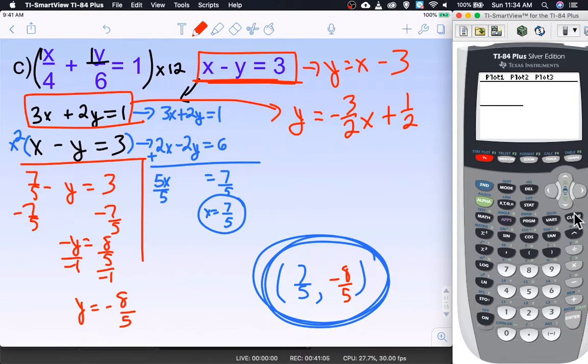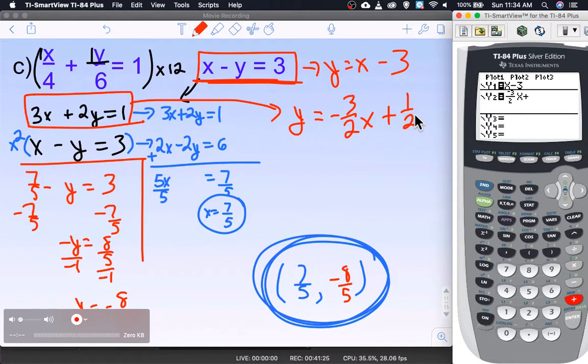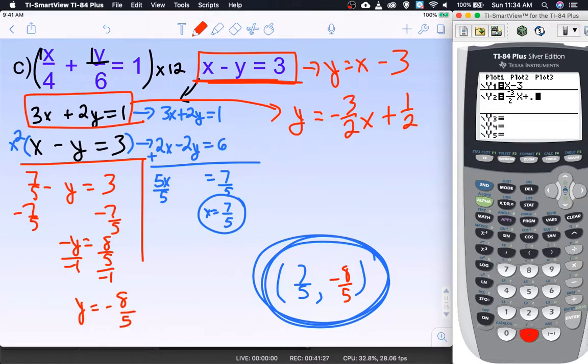Now, if I graphed those two equations, y equals x minus 3 and negative 3/2 x plus, instead of writing the fraction 1/2, I'm just going to put in 0.5 just to save me some key presses because this calculator is a little slow. All right, make sure my equations are written correctly. Okay, I graph first.